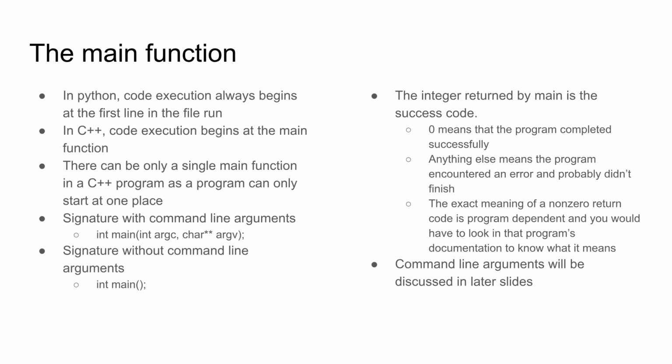The value that's returned by main is considered to be the success code. 0 means success. Anything else means some error happened. Whatever that error is is unique to that particular program, and you have to look at that program's documentation to see what an error code of 5 meant, or 7, or 2. You just wouldn't know in the general case.